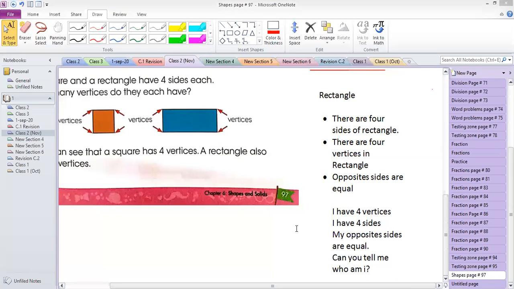I have 4 vertices. I have 4 sides. My opposite sides are equal. Can you tell me who am I? Can you identify the shape, guys? Which shape is that? Rectangle, square, circle. Hamid Abdul Rahim Faris is saying square.